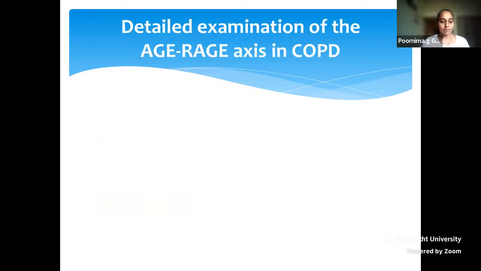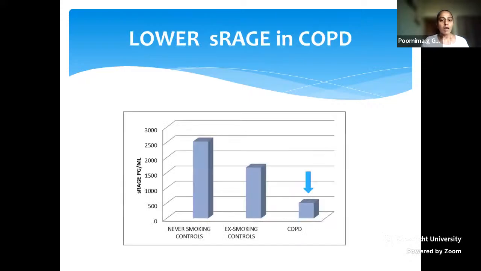Based on the background information, the first aim of the thesis was a detailed examination of the AGE-RAGE axis in COPD. In chapters 4 and 6 of my thesis, we could first of all confirm the decreased sRAGE levels in the blood of the COPD patients compared to the ex-smoking and never-smoking controls. Here you can see it in this graph.